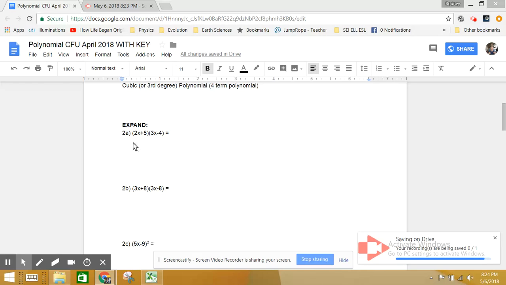The first thing we're going to do is deal with 2a. Now 2a is just a standard FOIL situation. I've got a binomial 2x plus 5 times another binomial 3x minus 4. You might notice that's a linear equation times another linear equation. I have two linear equations. I should get a square or quadratic second degree equation. So I'm going to FOIL this.